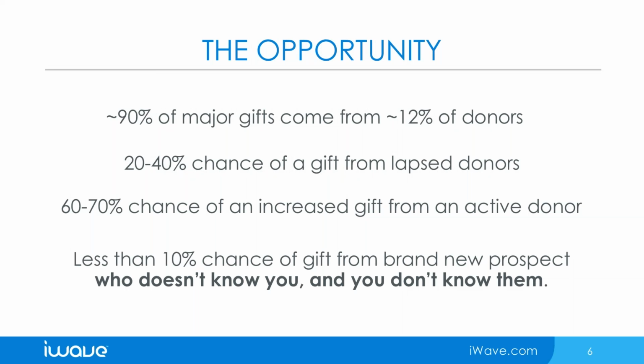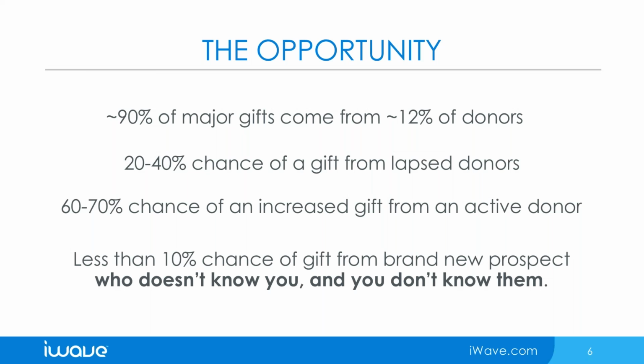So there's a well-known figure in prospect development that about 90% of major gifts come from just over 10% or around 12% of your donors. And according to fundraising consultant Roger Craver, you generally have a 20 to 40% chance of securing a gift from a lapsed donor. You have a 60 to 70% chance of encouraging a current donor to give a larger gift this year versus last year. However, you have less than a 10% chance of securing a gift from a brand new prospect who doesn't know you and you don't know them.